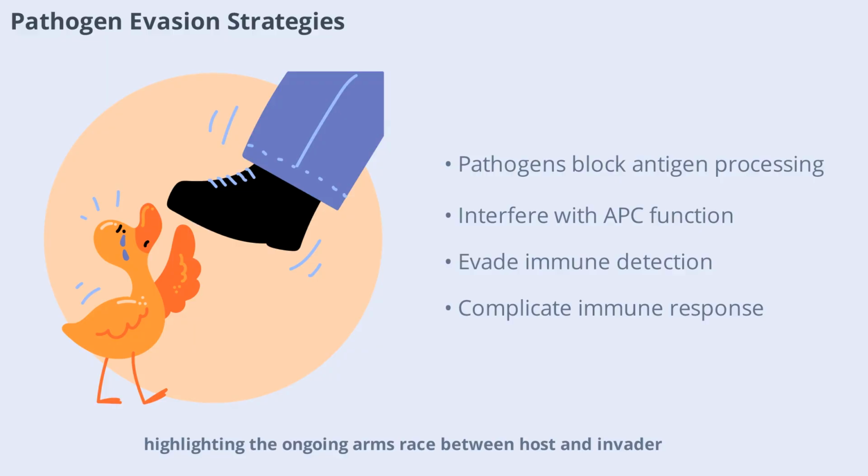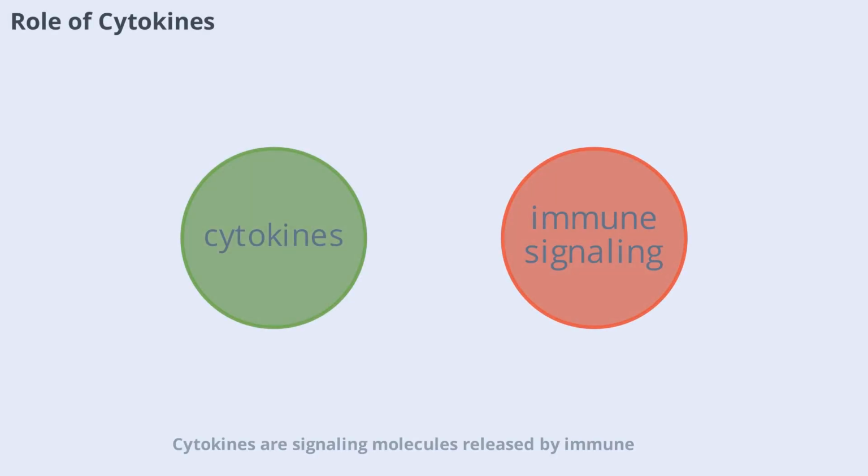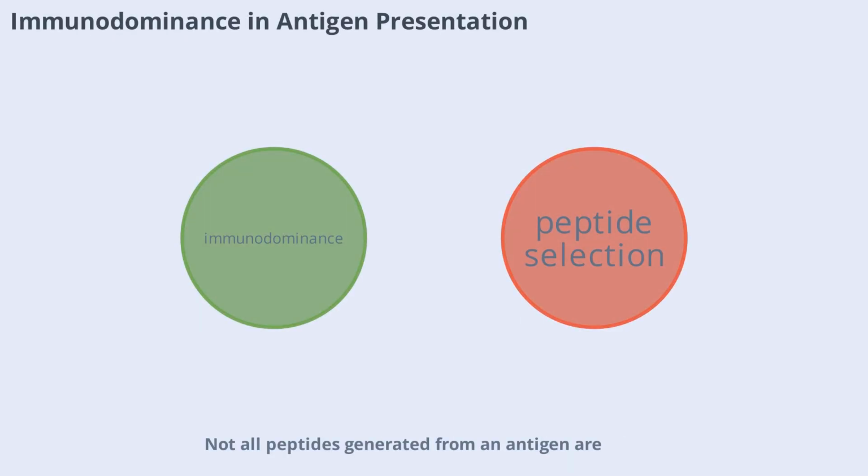Cytokines are signaling molecules released by immune cells that influence antigen processing and presentation. They can enhance the ability of antigen-presenting cells to capture and process antigens, as well as stimulate T cell activation. Cytokines play a central role in coordinating the immune response, ensuring that the right cells are activated at the right time.